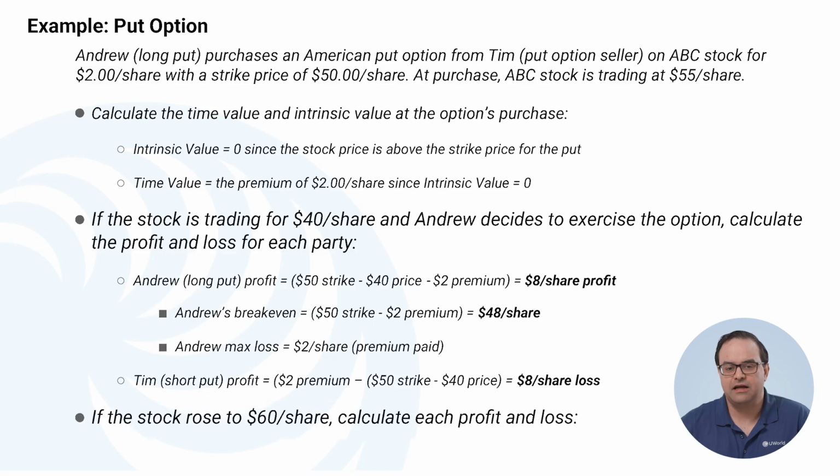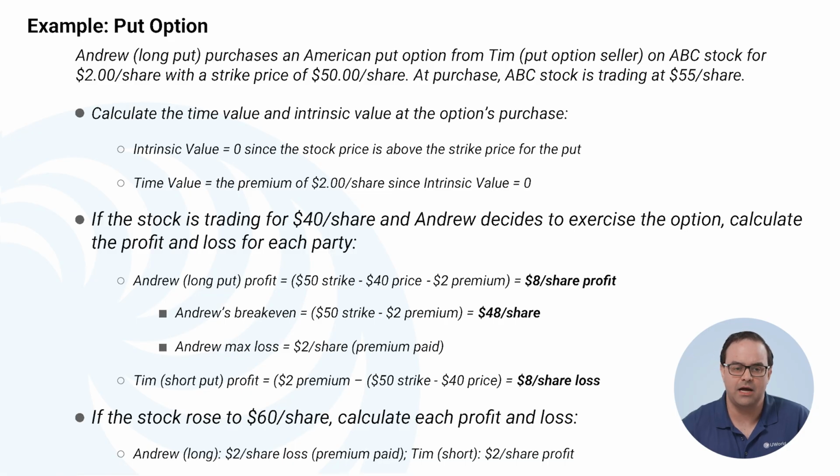If the stock then rose to $60 a share, Tim would collect the $2 profit. The option is out of the money, so it would not be exercised. The portfolio manager would incur a loss of the premium of $2. They would not exercise the option, and that would be the extent of their loss.